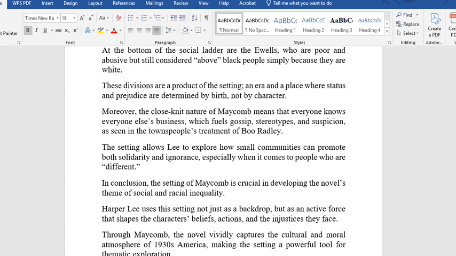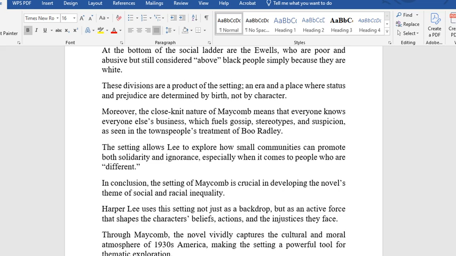Moreover, the close-knit nature of Maycomb means that everyone knows everyone else's business, which fuels gossip, stereotypes, and suspicion, as seen in the townspeople's treatment of Boo Radley. The setting allows Lee to explore how small communities can promote both solidarity and ignorance, especially when it comes to people who are different.